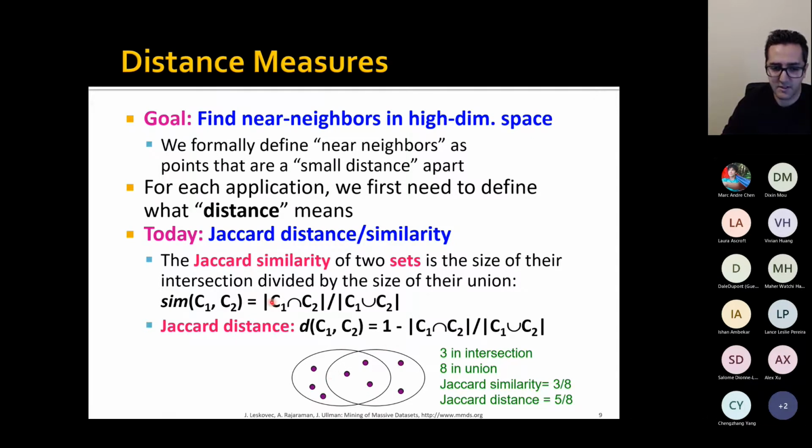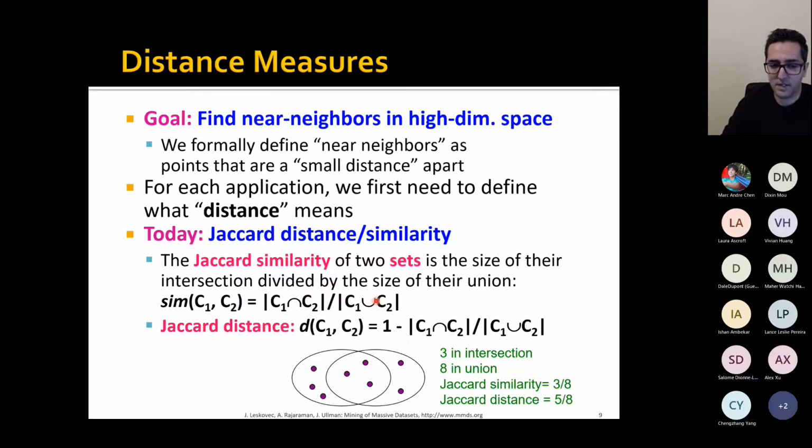Well, it's the size of the intersection. Here we have three nodes that are shared, so it will be 3 divided by the size of the union. How many items do we have across these two sets? 1, 2, 3, 4, 5, 6, 7, and 8. So the Jaccard similarity will be 3 over 8. As simple as that.